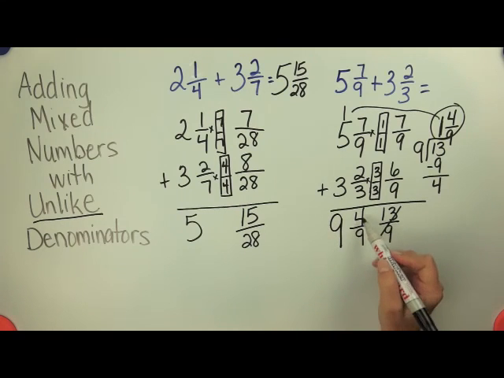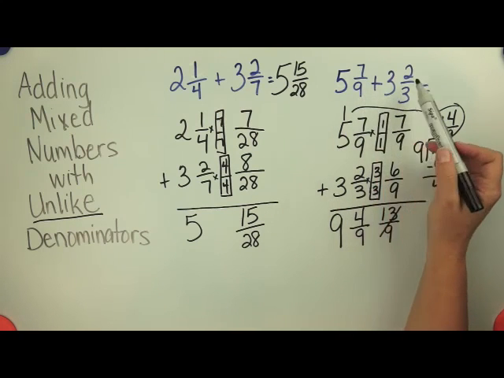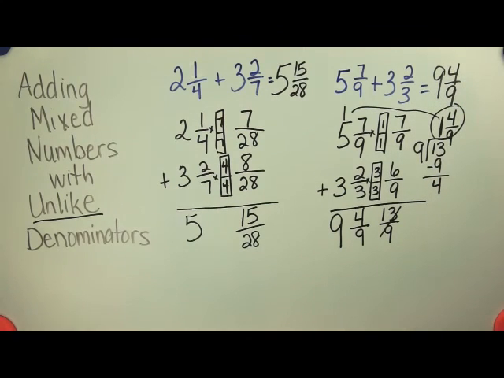Again, I check to see, can I reduce or simplify 4/9? I cannot. Nothing will divide both 4 and 9 evenly. So my answer to 5 7/9 added to 3 2/3 is 9 and 4/9. That's the end of our lesson on adding mixed numbers with unlike denominators.